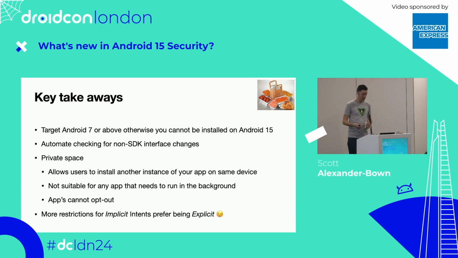Private space: we spent most of the time when talking about Android 15 on that. It allows users to install another instance of your app on the same device. For certain apps that's going to be an issue. It's not suitable for anything that needs to run in the background, because as soon as private space is locked, the app is going to be shut down and closed. And crucially, you can't opt out, so you need to think about how to manage that. So that's one of the key takeaways.